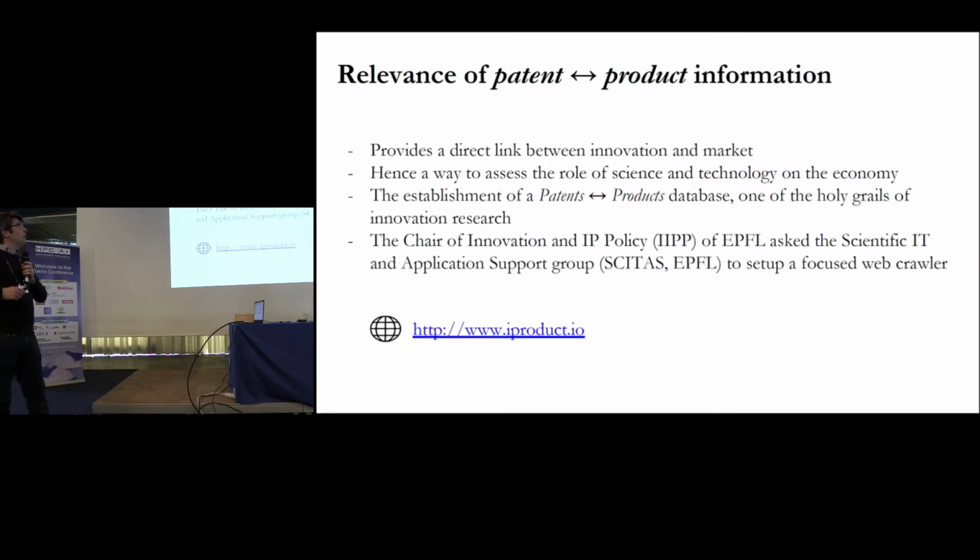The relevance of this information is that you want to basically link patents and products. This is of high interest because it provides a link between innovation and market, and this provides a way to assess the role of science and technology on the economy, so really from research to the products that everybody buys. And the establishment of such a database is really considered a holy grail in innovation research. So that's why the Chair of Innovation and IP Policy from the EPFL contacted CITAS at EPFL to set up such a crawler for them.